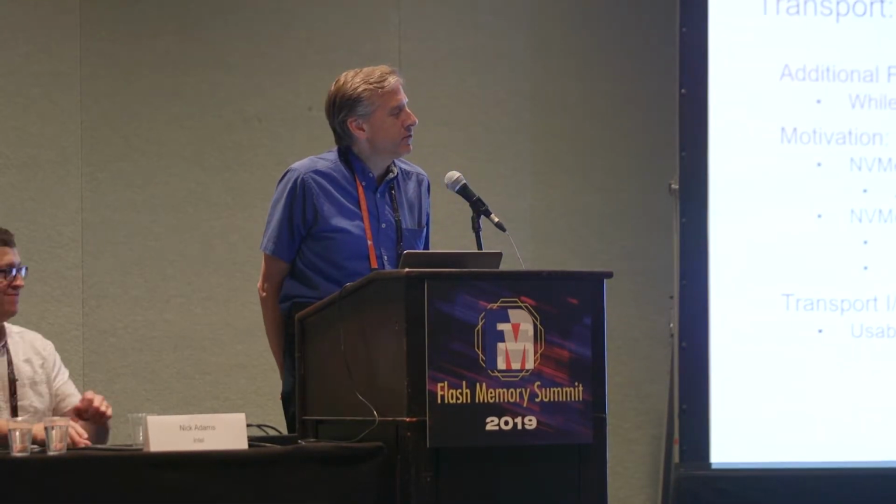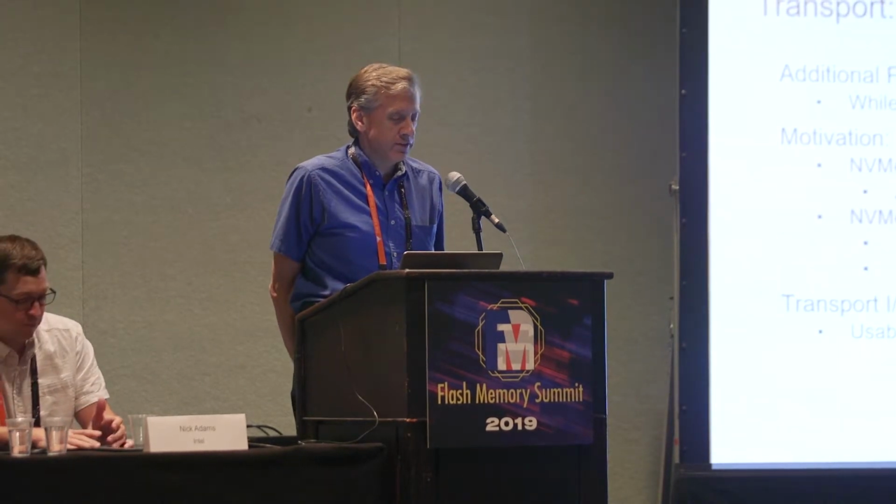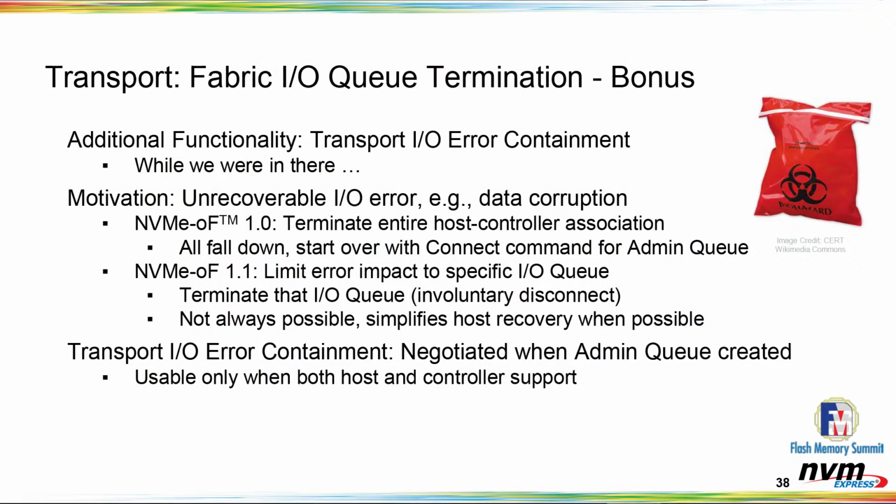Oh, and while we were in there, I also get to tell the rest of the story that Sagi started when he pointed out that if you have a header digest error in NVMe over TCP, you've lost the TCP connection. Well, an additional thing we had to add in going to Fabrics 1.1 to support this use case is transport IO error containment. We need to have a biohazard bag into which we can put that dead TCP connection, and so it won't affect all the other connections that are still healthy. And that's exactly what's been done as part of the work on IO queue deletion.